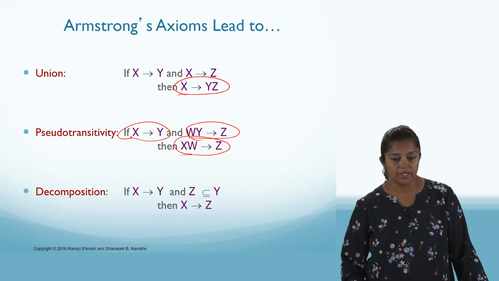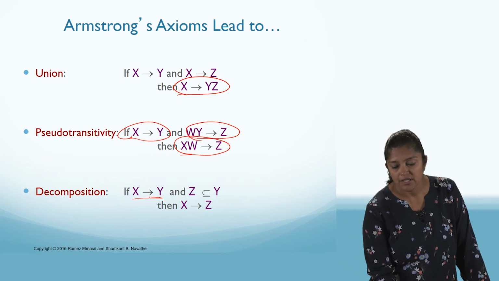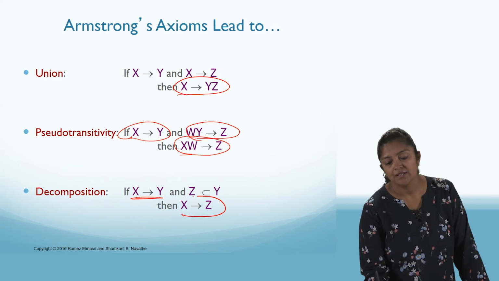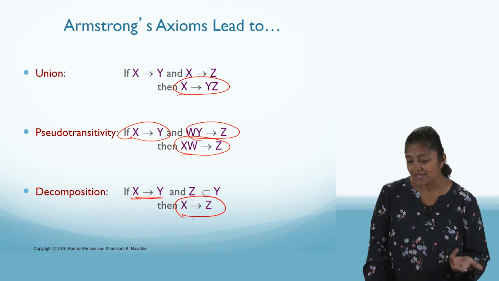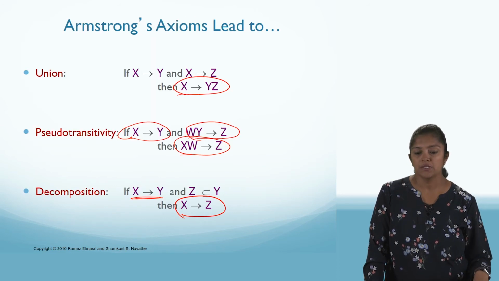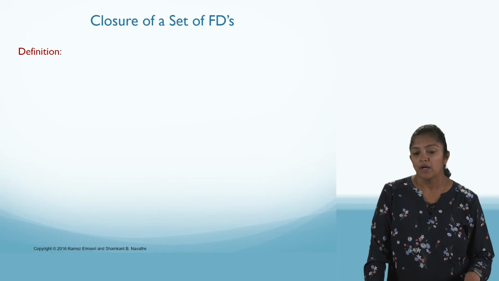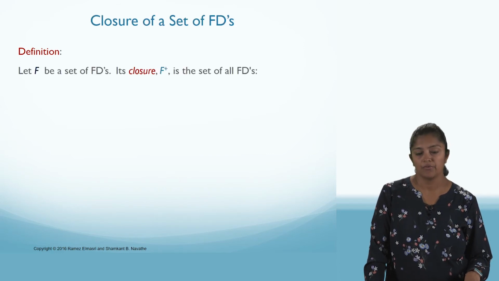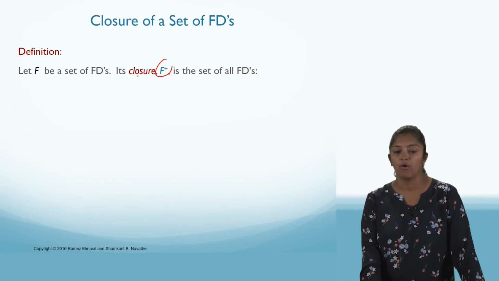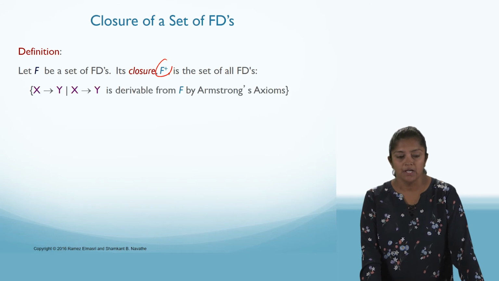And then we also have the decomposition axiom. If x determines y and z is a subset of y, then x automatically determines z, the subset. So that's the decomposition rule. So now, based on these different axioms, we can come up with a closure of a set of FDs. So given some known FDs, we can apply all possible axioms and come up with its closure, represented as F plus, which is the set of all possible FDs.